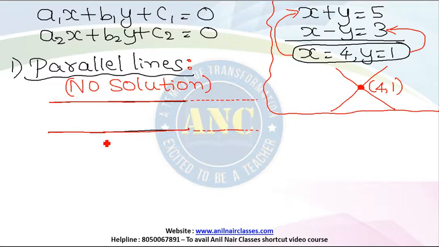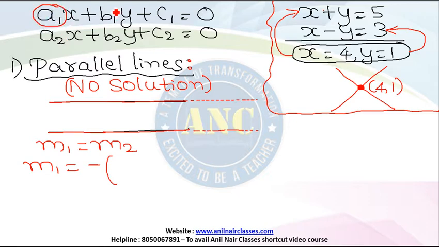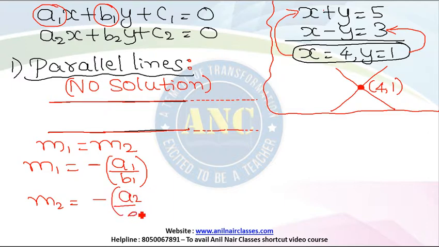Now, if I continue further, can I say that parallel lines means the slopes are equal, right? The slopes are equal. The slope of the first line is, I told you how to find the slope. It is minus of coefficient of x divided by coefficient of y. It is minus of a1 divided by b1. Slope of the second line is minus of a2 divided by b2. And I know that both the slopes are equal.